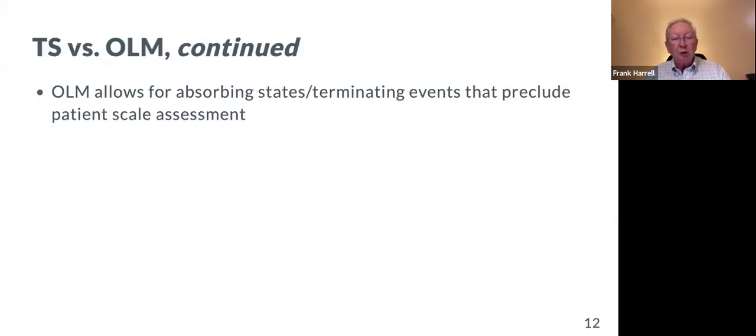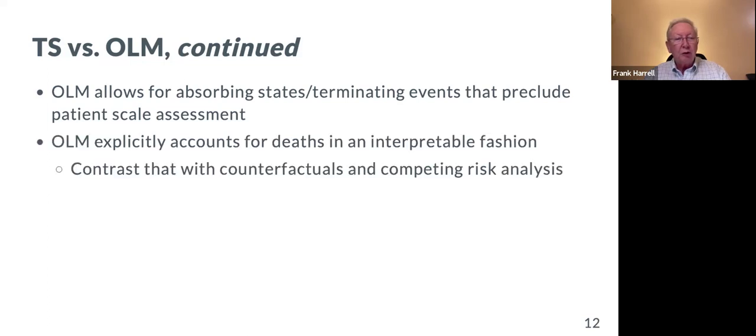OLM allows for an absorbing state or terminating event that precludes patient scale assessment. It explicitly accounts for death in an interpretable fashion. Contrast that with the kind of counterfactual thinking that some people use, and also with competing risk analysis, which is actually very difficult to interpret. It has a hidden proportional odds assumption, which is surprising to a lot of statisticians.